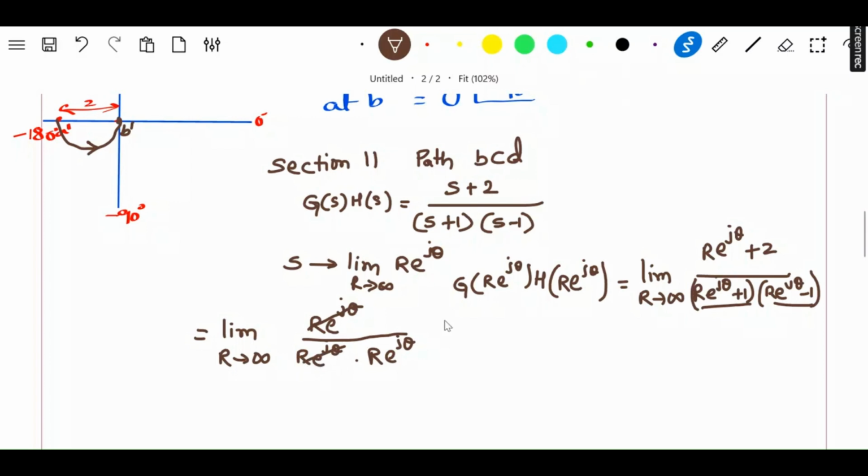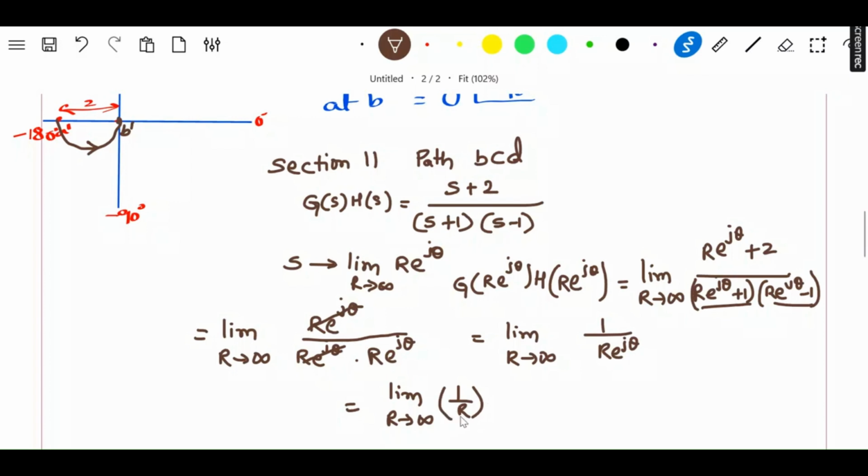So therefore, we do have limit r tends to infinity 1 divided by r e power j theta. Now finally what I'll do is I'll write this as limit r tends to infinity, and I'll take the magnitude part separate, which is 1 by r.